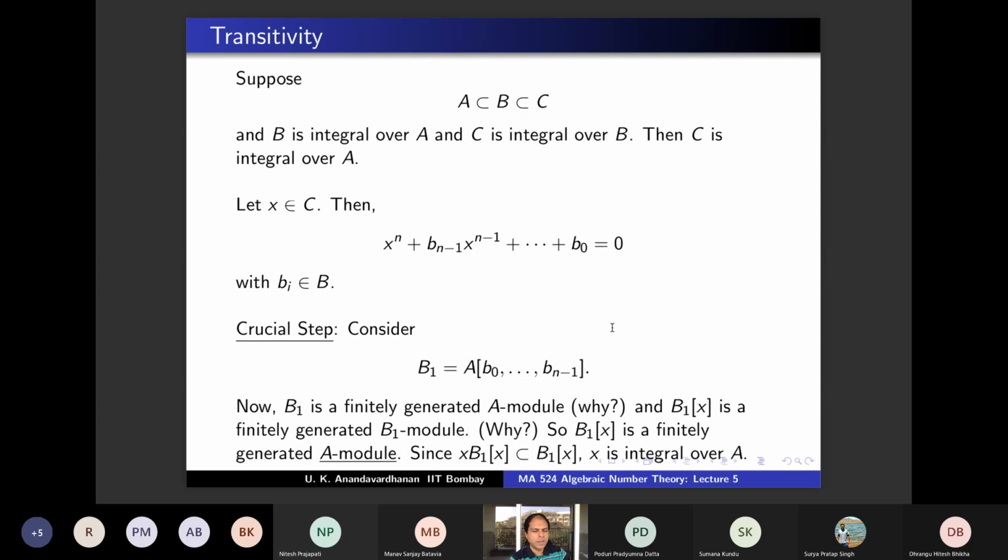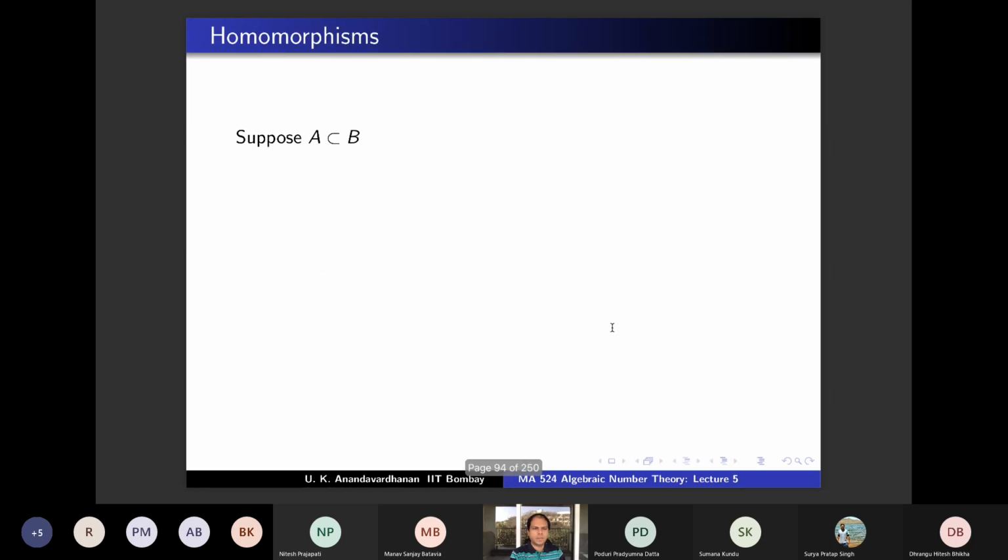Can I go to the next slide? Yes. So go through the slides after the class also carefully. So what we have shown is transitivity. If A is contained in B, B is contained in C, C is integral over B and B is integral over A, then C is integral over A.